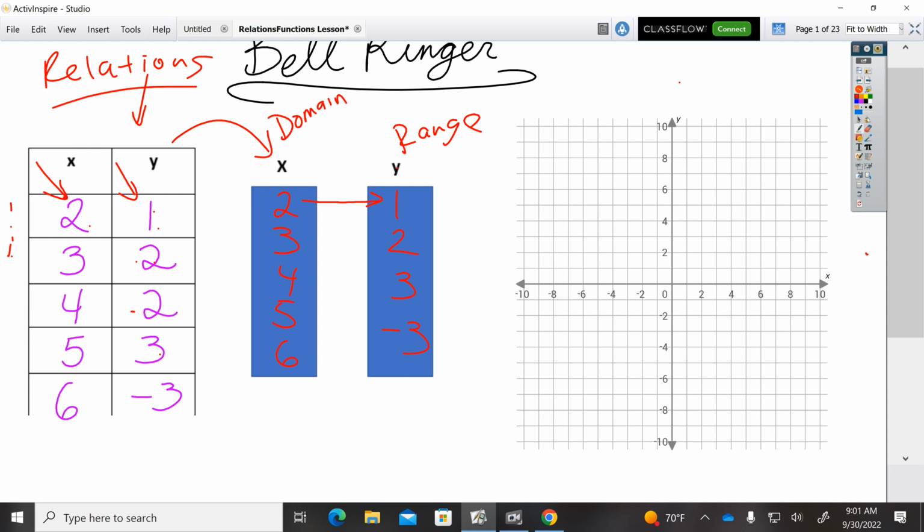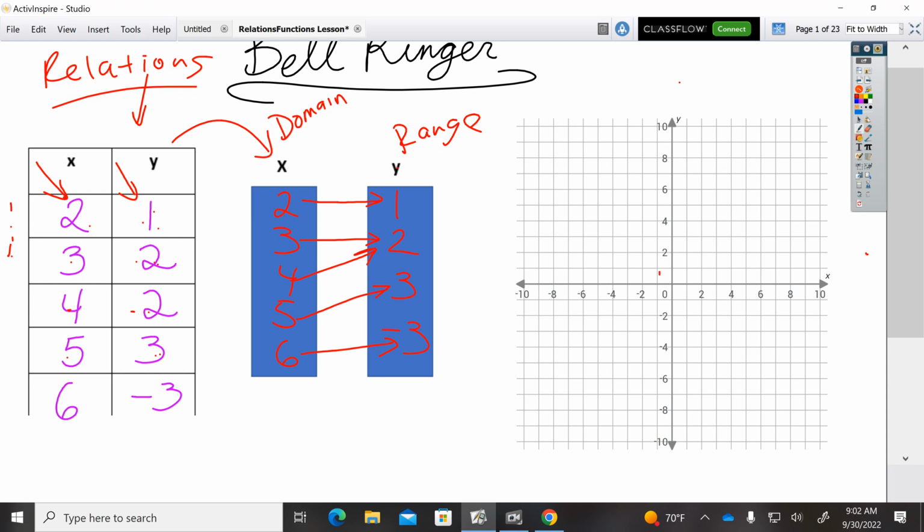You with me? Now draw an arrow to the ones that are related to each other. 2 is related to 1. 3 is related to 2. 4 is also related to 2. 5 is related to 3. And 6 is related to -3. We just made a map. So it's the same thing as a table, but with arrows. ¿Entiendes? La X y la Y.